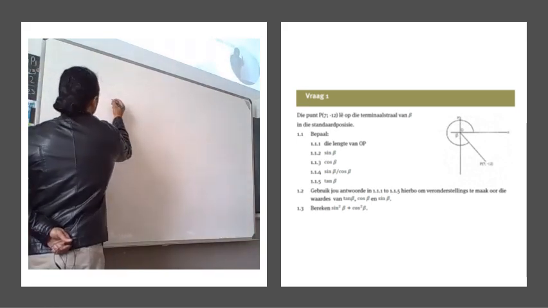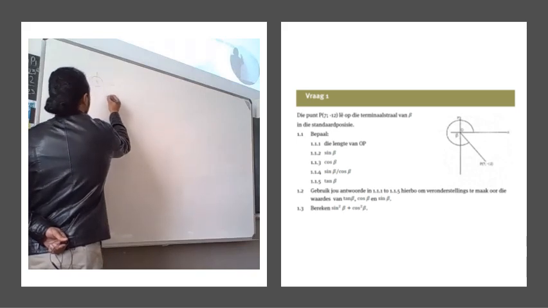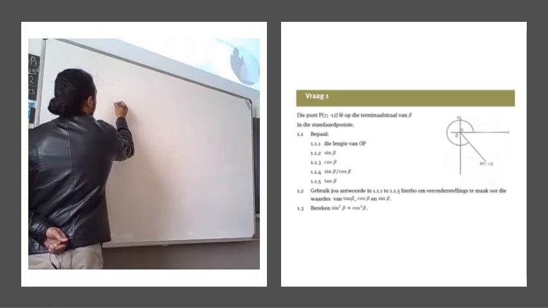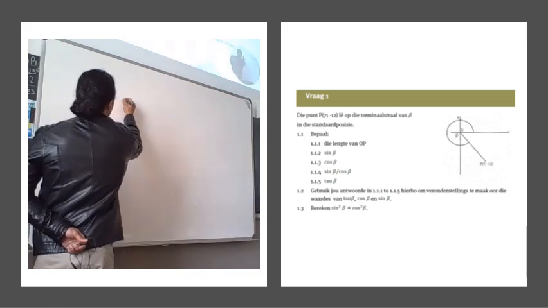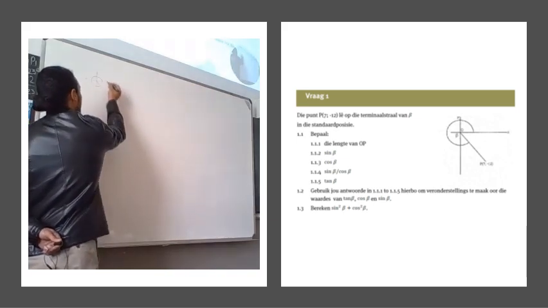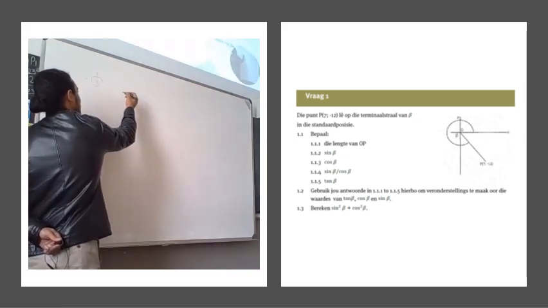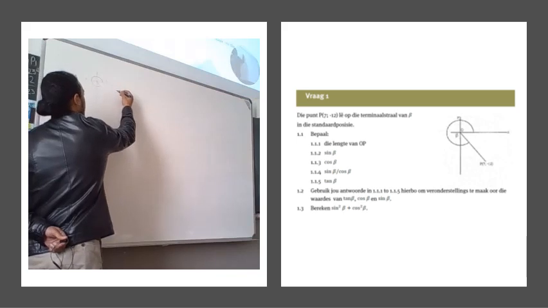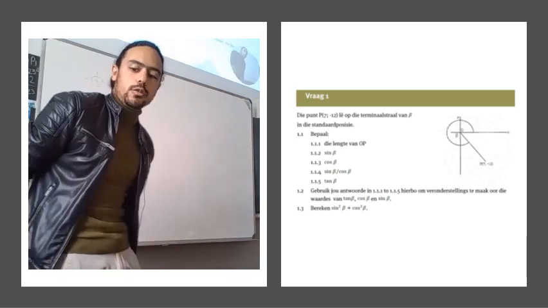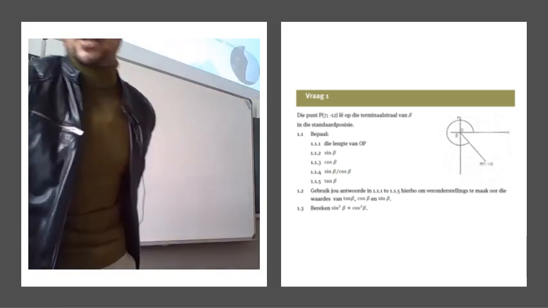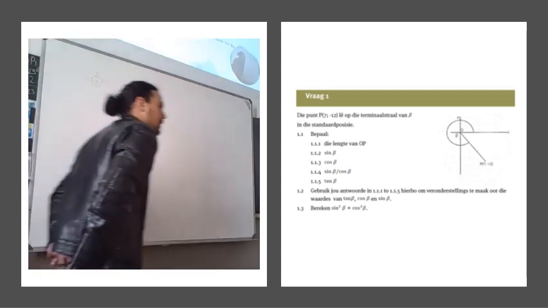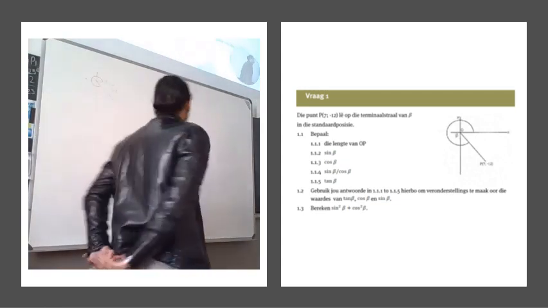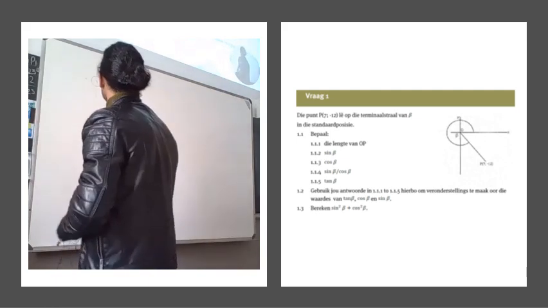So then you're going to say, this now means P has the coordinate of 7 and negative 12. So that means the length of x is 7 and this distance is negative 12. Now, what is unknown to us is the hypotenuse. And we can determine the hypotenuse in this case with Pythagoras.